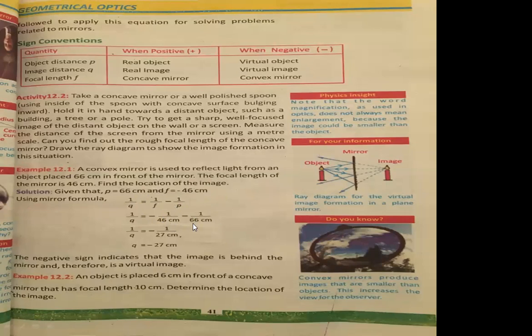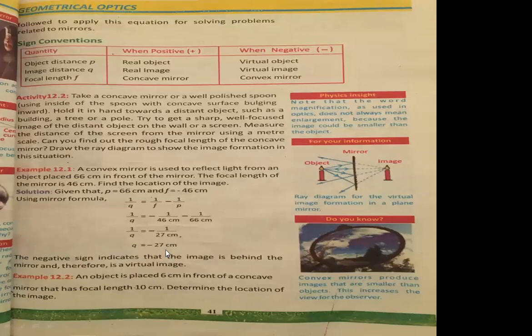Taking the LCM, or you can solve 1 divided by 46 and 1 divided by 66 and then add them up, you will get minus 1 over 27. Since we want to find Q, take the reciprocal: 1 over Q equals minus 1 over 27. Cross multiplying, Q equals minus 27 centimeters. It means the image distance is minus 27 centimeters.